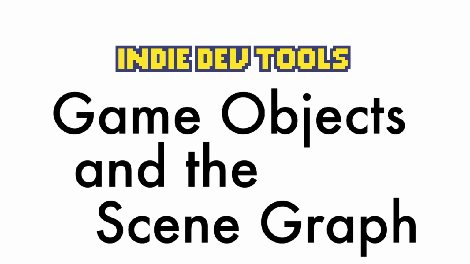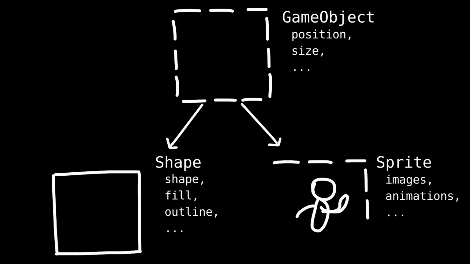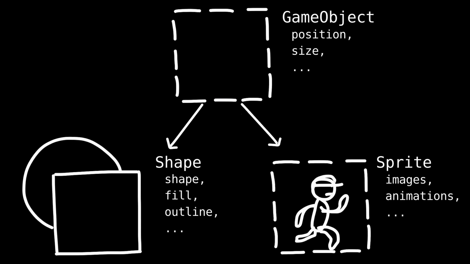Today, we're talking about game objects and the scene graph. A game object is a class that holds a bunch of data, things like where it is and how big it is. It can be extended into things like sprites and shapes for drawing, or used as is for collision objects, or just as a node in the scene graph.